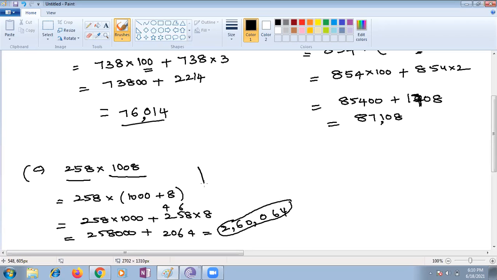But in all the sums you have to write, children, that it is from the distributive property. You mentioned it for all the bits. DP means not enough, you have to write it is distributive property.